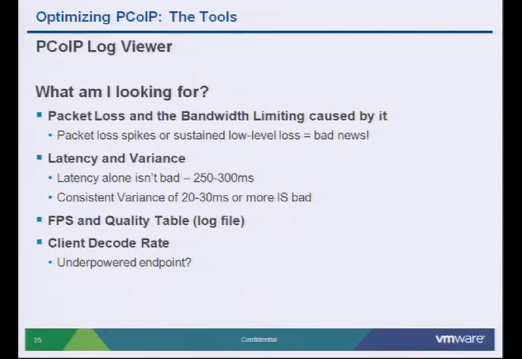You're going to have 250 milliseconds of latency. That's fine. It's the jitter, or the variance. Just like with VoIP, right? VoIP gives you a very tight envelope on that. PCoIP doesn't like to see more than 20 or 30 milliseconds.